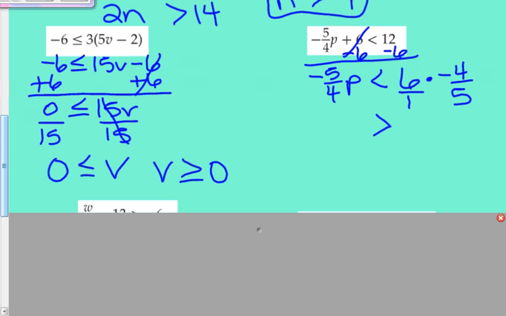To solve this, we'll put 6 over 1 and multiply straight across. 6 times negative 4 is a negative 24 over 5. You can change this to a mixed number, negative 4 and 4/5. 5 will go into 24 4 times with 4 out of 5 remaining. And your inequality symbol and your p. Now, after I've shown you that way to do it, you just flip it and multiply. One step, it's done.